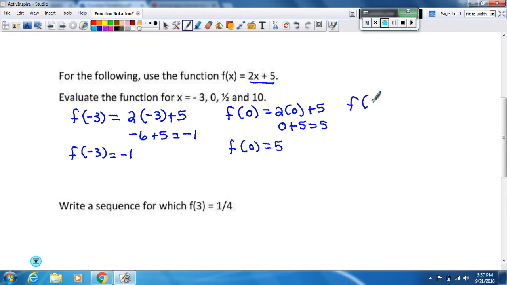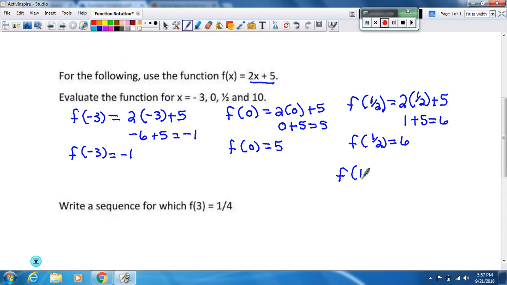f of 1/2 equals, you plug 1/2 in for x. 2 times 1/2 plus 5. Well, half of 2 is 1, plus 5 is 6. So f of 1/2 equals 6.